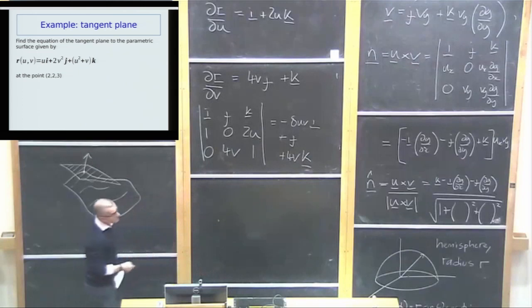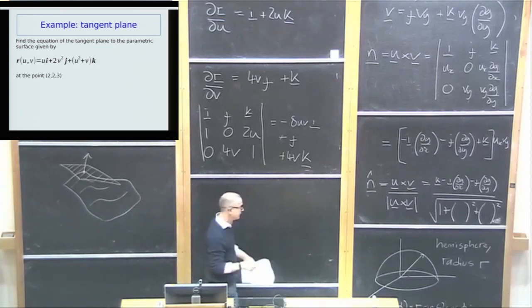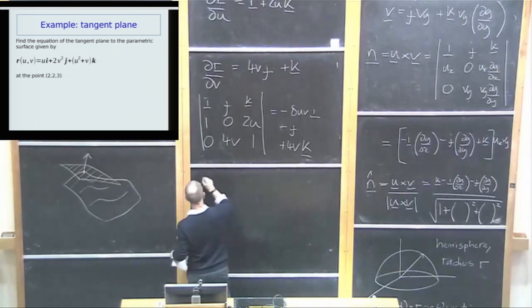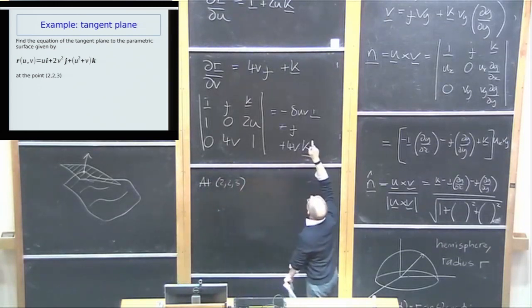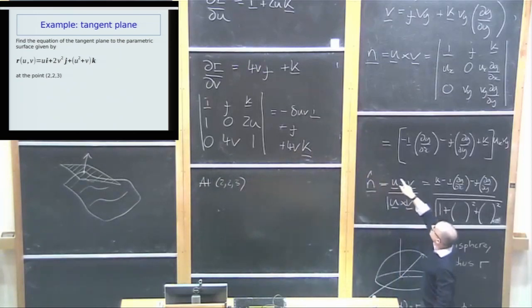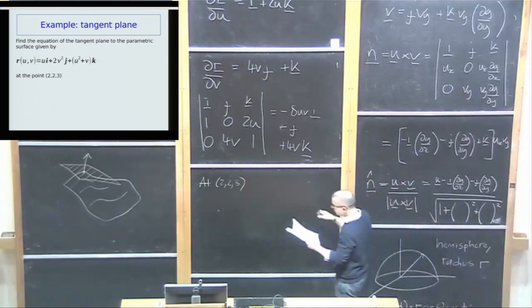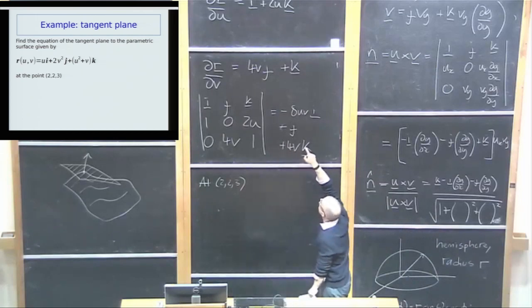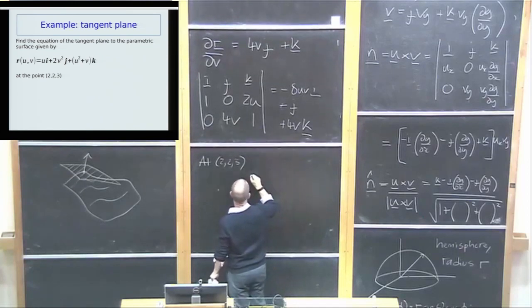Right, now we need to consider that we're evaluating this tangent plane only at this point (2, 2, 3). We don't want a general expression for the tangent plane, we want to evaluate it at a specific point. So at (2, 2, 3), we know that the position vector is given by our original expression for the surface. That immediately tells us, since the term in front of i is u, that's the x coordinate, that at this point u equals 2.